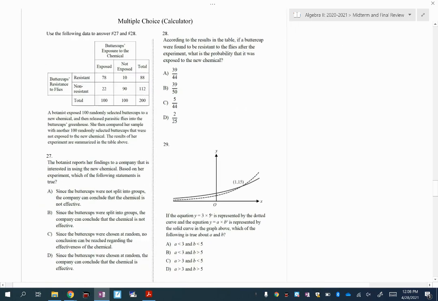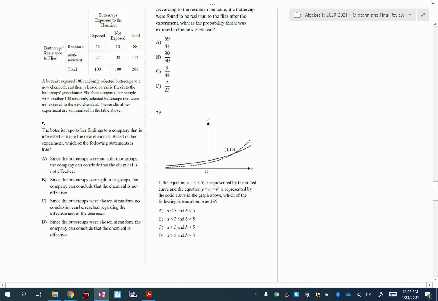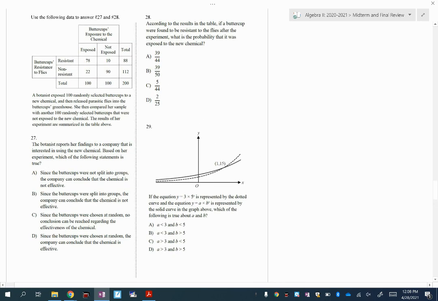Oh my gosh. 27 and 28 are using this information here, all right, about a botanist who exposed 100 randomly selected buttercups to a new chemical, then released parasitic flies into the greenhouse. She then compared her sample with another 100 randomly selected buttercups that were not exposed to the new chemical. The results of her experiment are summarized above. All right, so we have an experiment here that's randomly assigning treatments. Okay, so the botanist reports her findings to a company that's interested in the chemical. Based on her experiment, which of the following statements is true?